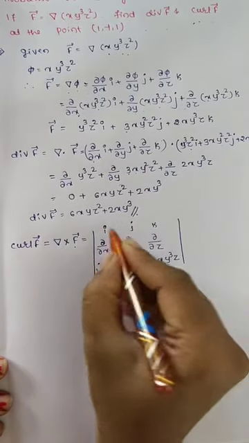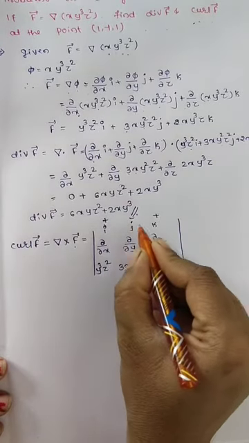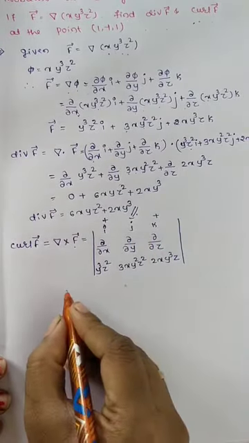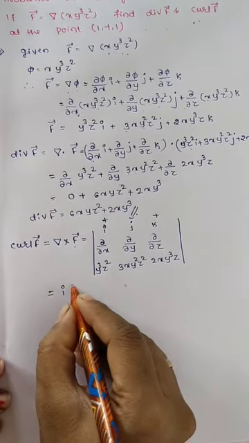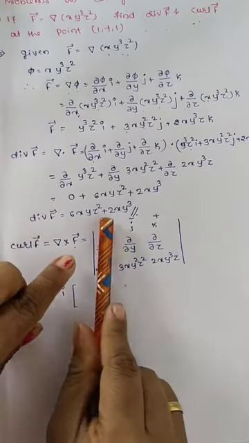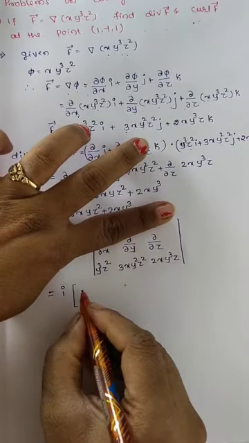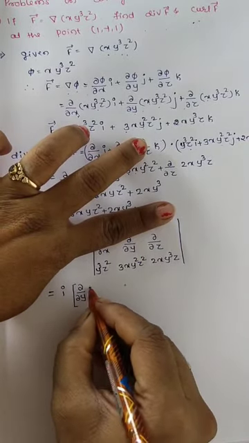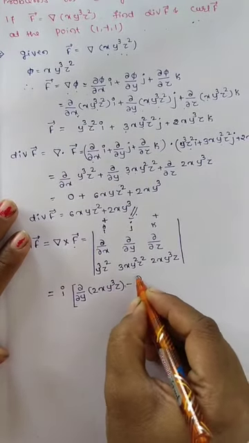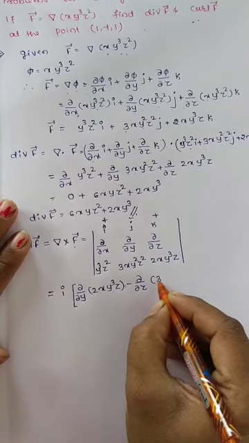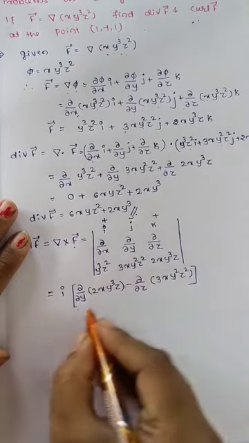And here in the first row we apply the sign table, that is plus minus plus. We have to expand our matrix. First we take the i, leave that first column and the first row, and we get dou by dou y of 2xy cube z minus dou by dou z of 3xy square z square, minus j.